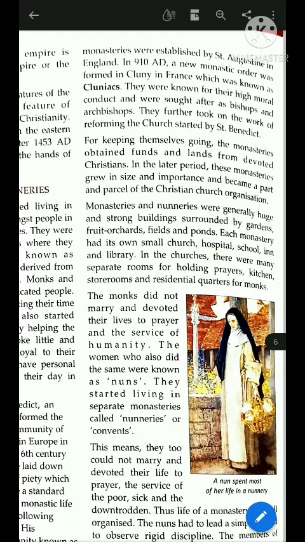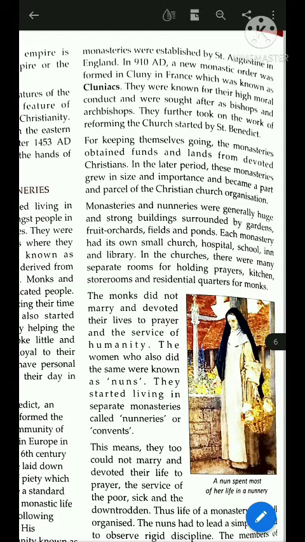They did the work of reforming the church started by Saint Benedict. For keeping themselves going, the monasteries obtained funds and lands from devoted Christians, and to continue their life, they used to take funds and lands from the devoted Christians.